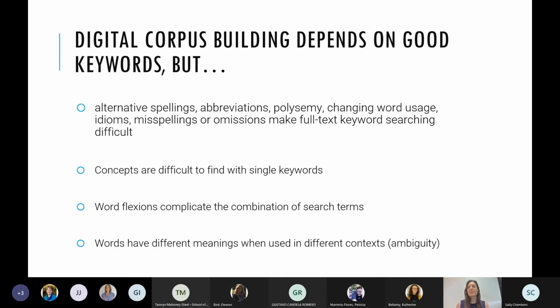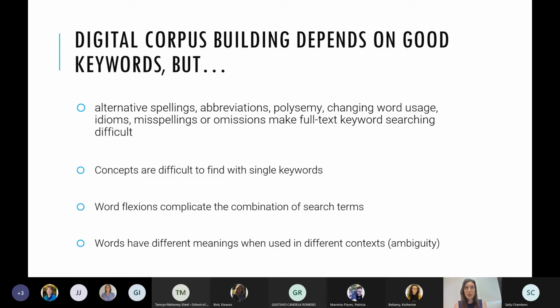And of course, the question is now how to get to a corpus of good quality and representativeness. As often or mostly with digital sources, corpus building depends on good keywords. And here comes the but, because doing keyword search can be quite difficult. There are alternative spellings, abbreviations, polysemy, changing word usage, idioms, or misspellings that can make the full-text keyword search quite difficult.